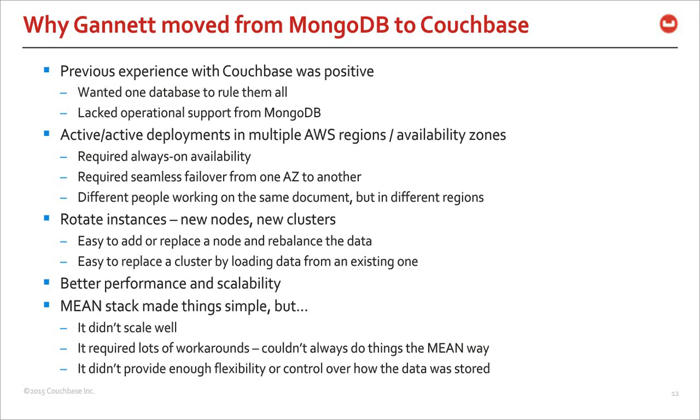And then they did have some thoughts on the MEAN stack. I asked him about the pros and cons, MEAN stack and moving to Couchbase, and he looked at it not necessarily in pros and cons, but in trade-offs, which I think was a great way to look at it. And so the MEAN stack made things very simple. So their developers were able to get up and running with MongoDB very quickly, requiring very little work.